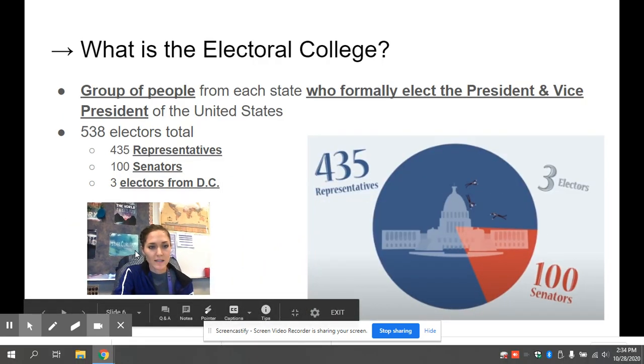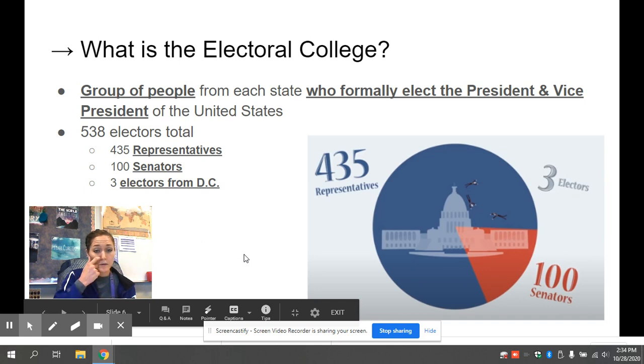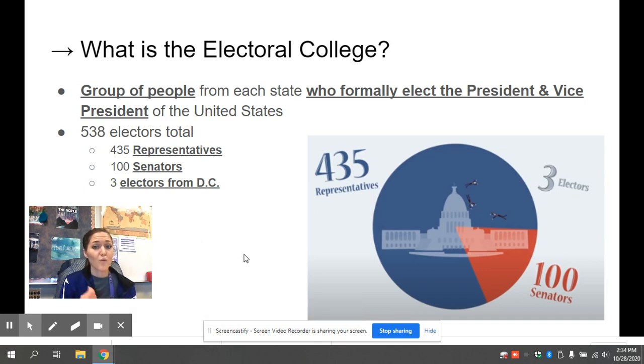All right, so what is the Electoral College? It's the group of people who officially elect the president. When you go and vote, you're not actually voting for the president. The Electoral College is voting for the president.